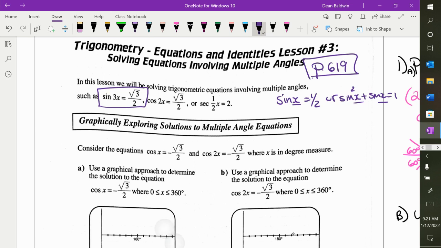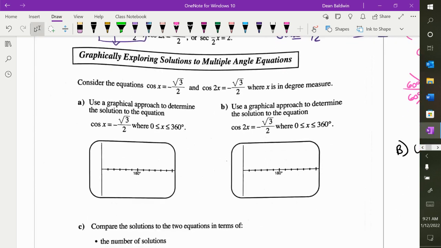Okay, so what value is that? A, B, C, D, or A, B, H, K? It's a B value, right? What does the B value do to the graph? It stretches it horizontally. So if you look at this, we're going to look at it visually first.